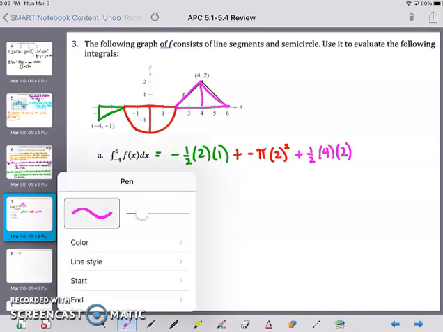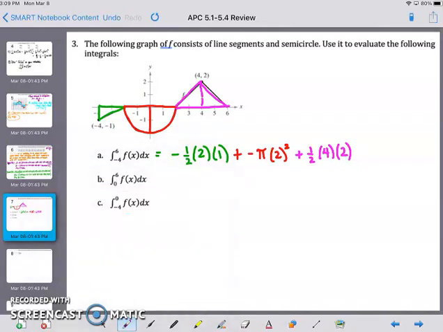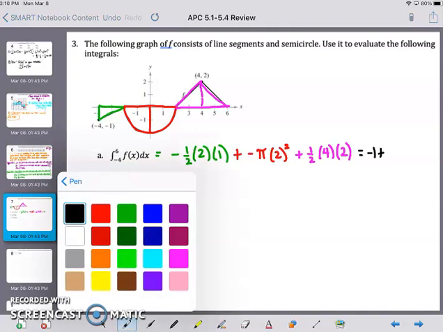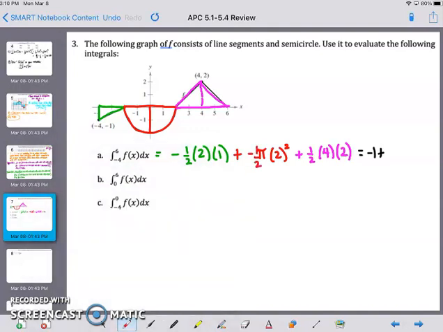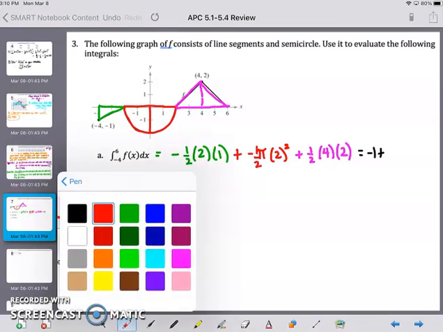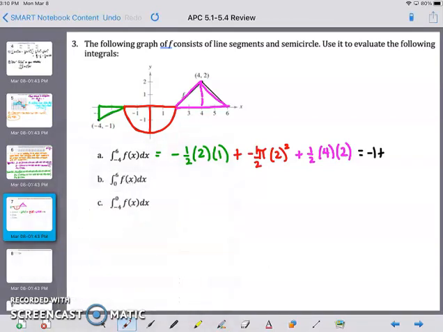Okay, so now I can just go ahead and finish my calculation here. So my green part, -1/2 times 2 times 1 is going to give me -1, plus 2 squared is 4, times pi would be just -4 pi. Oh, I'm sorry, I made a mistake there with my semicircle. I forgot the 1/2 because I only have half of a circle. So that area right there then is going to be 4 pi times -1/2, or -2 pi.